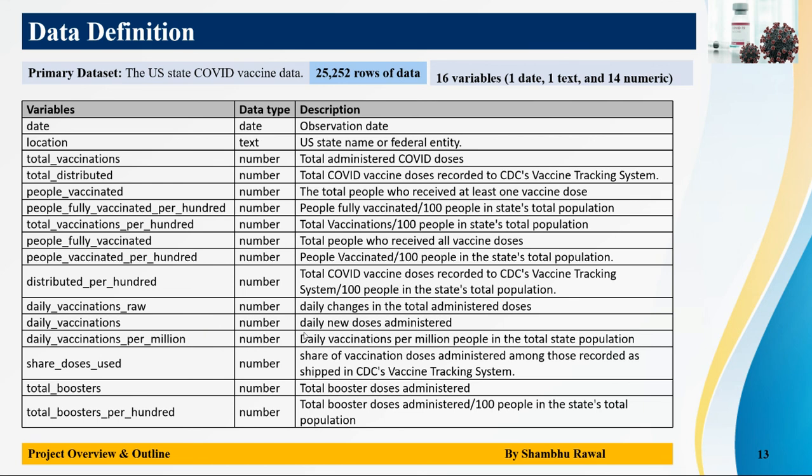Data definition. The US state COVID vaccine data has 25,252 rows of data. It has 16 variables: one date, one text, and 14 numeric. Here are the details of these variables. I have the data types and the descriptions of these variables.